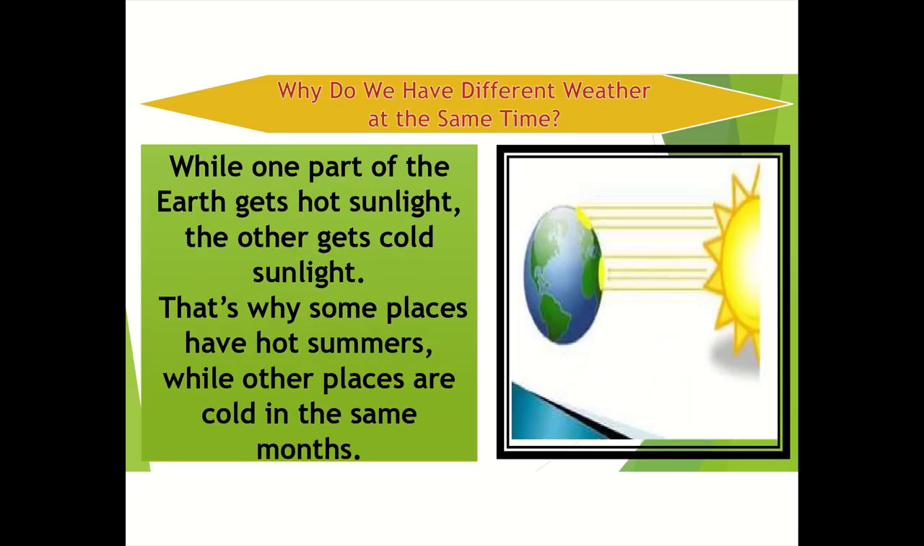Why do we have different weather at the same time? While one part of the Earth gets hot sunlight, the other gets cold sunlight. That's why some places have hot summers, while other places are cold in the same months.